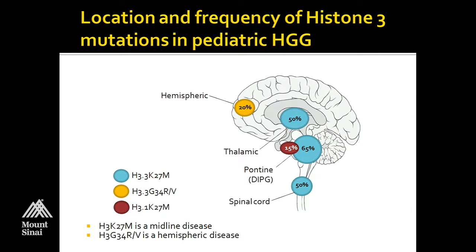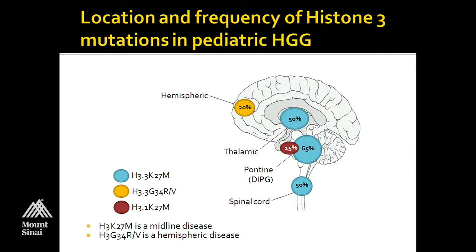So, and I think Ari alluded to this, but if we look at where these mutations are found, we see some really interesting patterns. So this yellow ball here is showing you the G34 mutations, the H3.3 G34R. About 20% of hemispheric GBMs in pediatrics will harbor that mutation. Whereas if we look in the midline, we basically never see that. In the midline, instead, we see this K27M mutation, and those are just the blue balls.